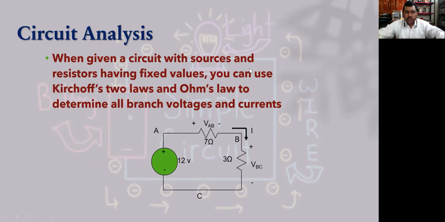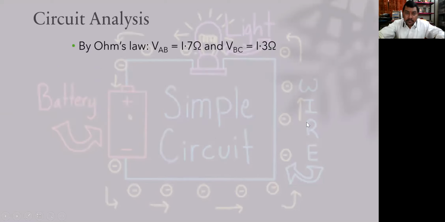When given a circuit with sources and resistors having fixed values, you can use Kirchhoff's two laws and Ohm's law to determine all branch voltages and currents. If this is a simple circuit, with a voltage source and two resistances, we can use simple Ohm's law to calculate the current flowing through it. Since 7 plus 3 gives you 10 ohms connected in that circuit, the current can be calculated simply by using Ohm's law.